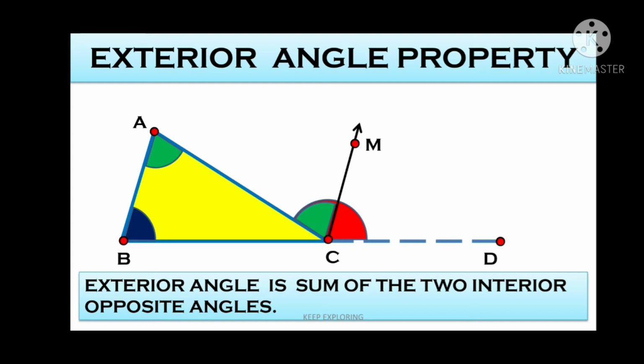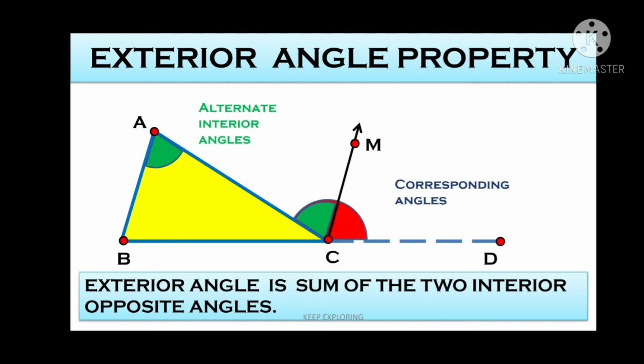angle BAC is equal to angle ACM. So these are alternate interior angles. As we can see here, they form alternate interior angles. So angle BAC is equal to angle ACM. Similarly, if we consider BC as the transversal, then angle ABC, that is angle B, is equal to angle MCD. So they form corresponding angles.